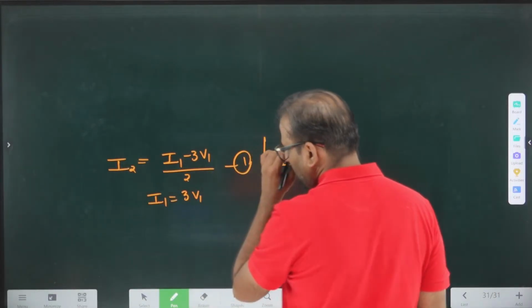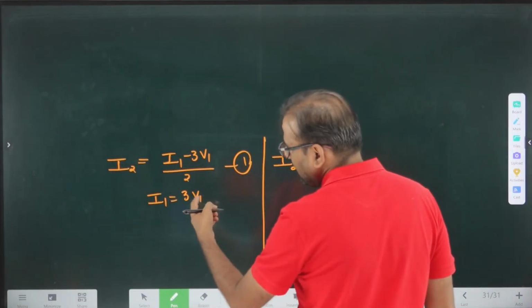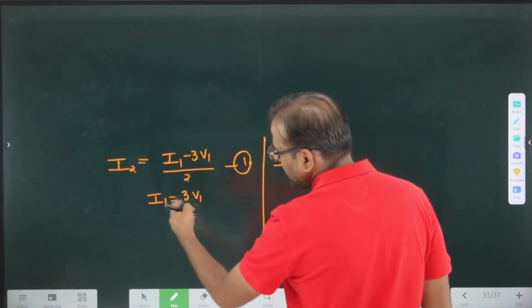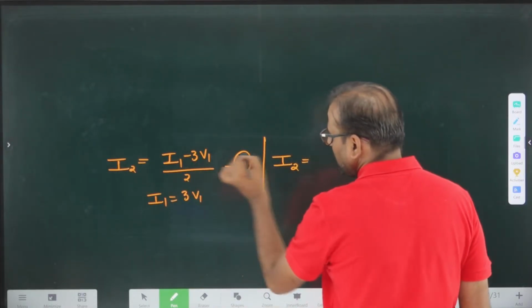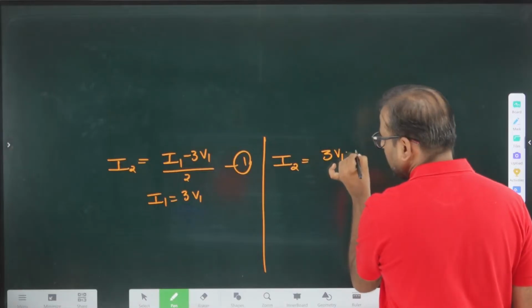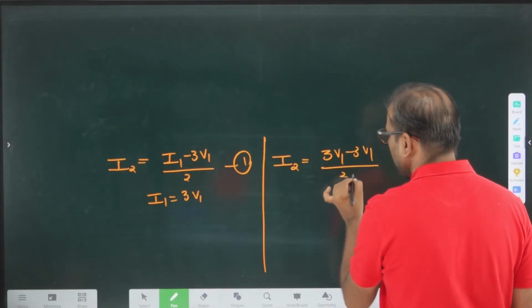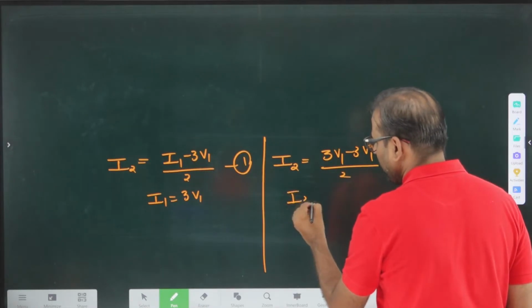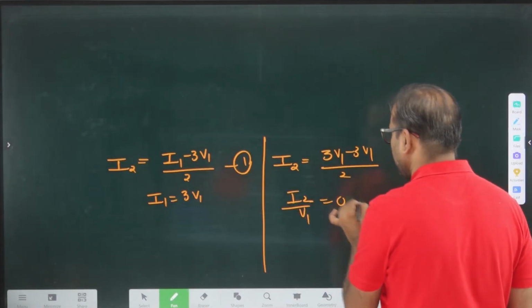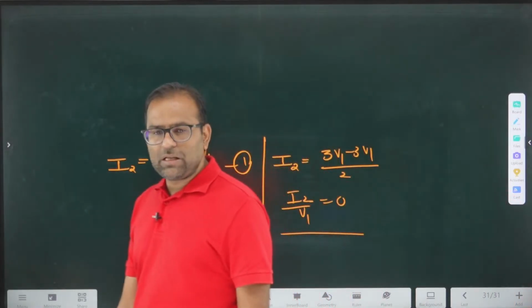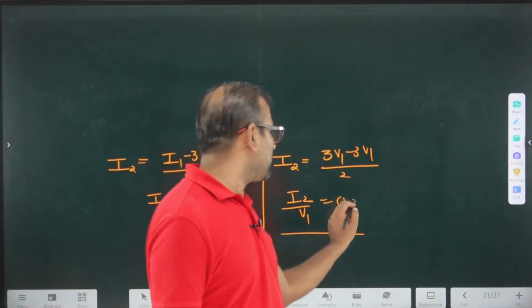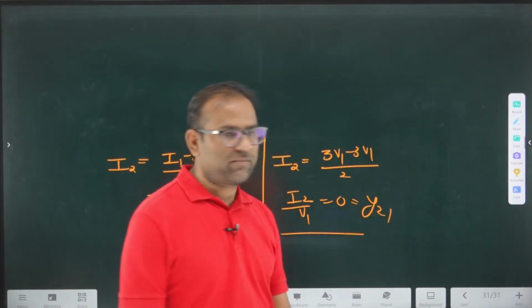As you know, what is the value of this? We can write this value equal to 3V1. So 3V1 minus 3V1 divided by 2 equals I2. So you can say I2 divided by V1 equals what? 0. So you can calculate, and what is this parameter? This parameter is known as the Y21 parameter.